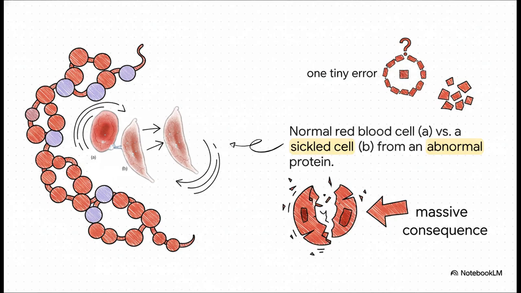On the left, you see a normal, healthy red blood cell. It's a nice round disc. On the right, that's a sickled cell. And that's all because a single wrong amino acid in the hemoglobin protein made it fold incorrectly. That tiny error in the protein changes the shape of the entire cell, making it rigid and C-shaped, and it can't carry oxygen properly. It's just a tragic example of one tiny error causing a massive, massive problem.